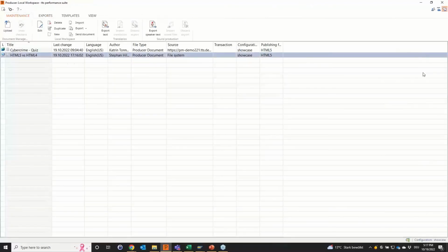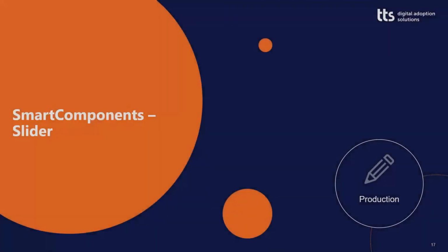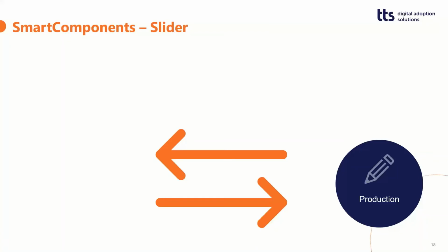Okay, then we're heading to the next topic, and I'll go to the current slide. And the next topic is about a new smart component we introduced with the 2022 R2 version, and the smart component is called Slider. By using such a slider component, you will be, on the one hand, able to provide quiz questions where you have some kind of answer range. So where you don't need to really give an exact answer, but it would be sufficient if your employees give an answer within a certain range.